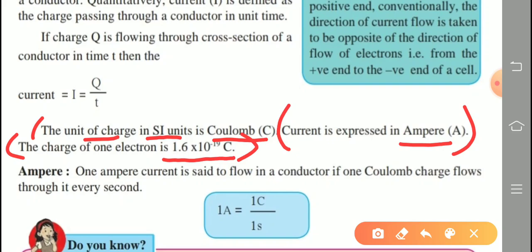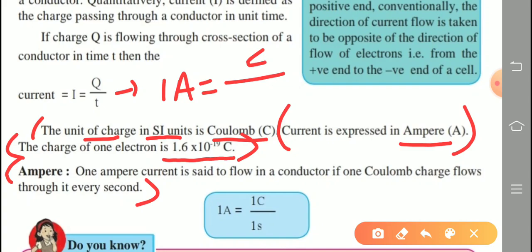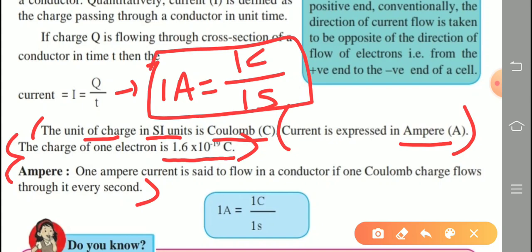Next, define 1 ampere. Here we define the ampere. In this formula we substitute: current I is measured in ampere. So 1 ampere is equal to capital Q, the electric charge measured in coulomb, so 1 coulomb, divided by time measured in seconds, so 1 second. 1 coulomb per 1 second means 1 ampere. This one we write in words as 1 ampere current.